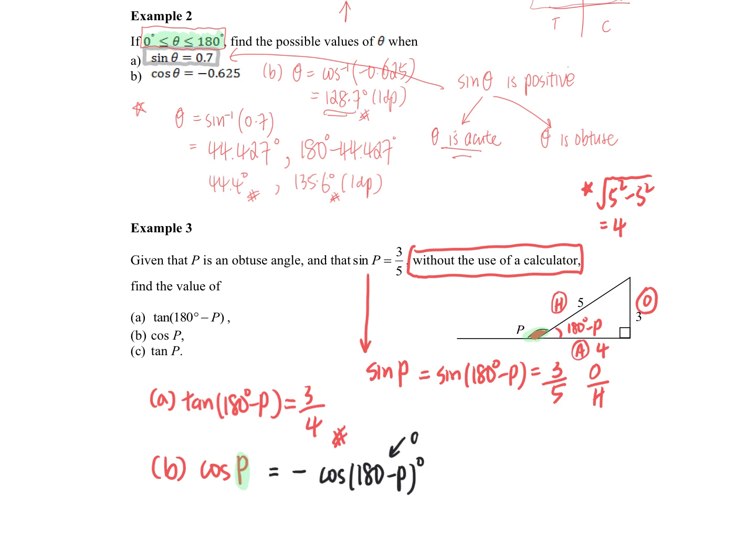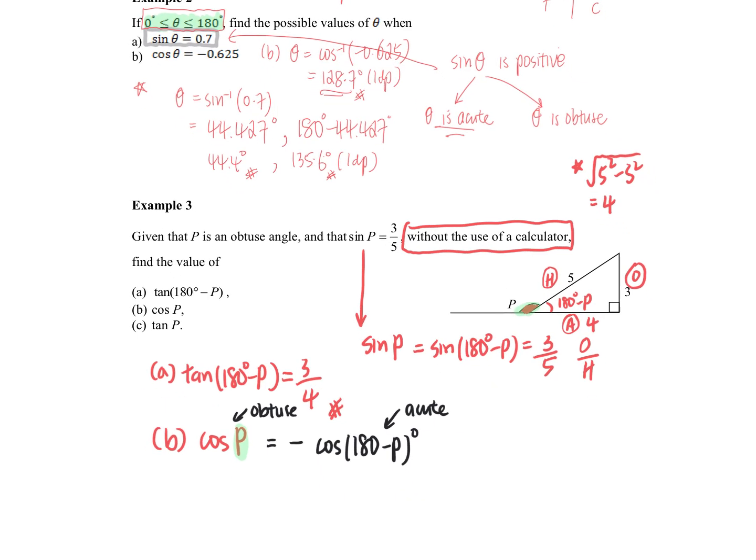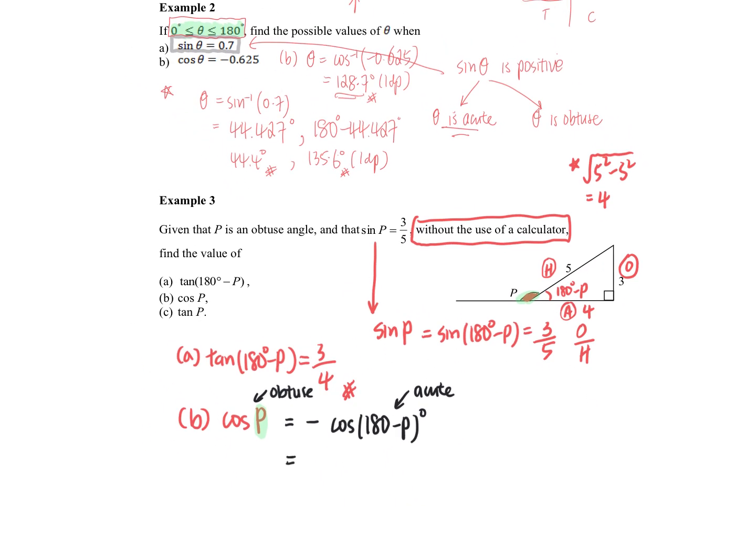Because this is acute. And this is the obtuse one. So just now we established that the obtuse one is the negative of the acute. So how to find the cosine ratio? What is cosine? A over H. So A is 4, H is 5. So just with the negative sign. So it's the same way as how you find it originally, but just add a negative sign.